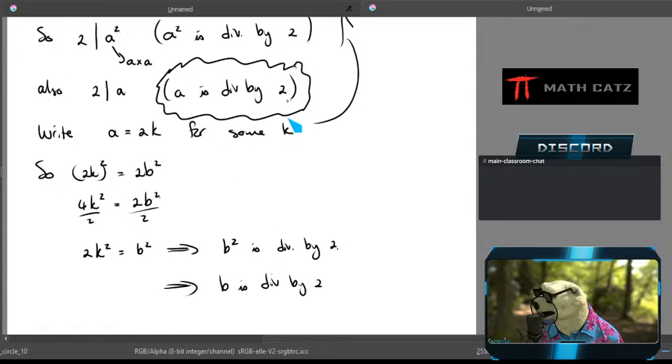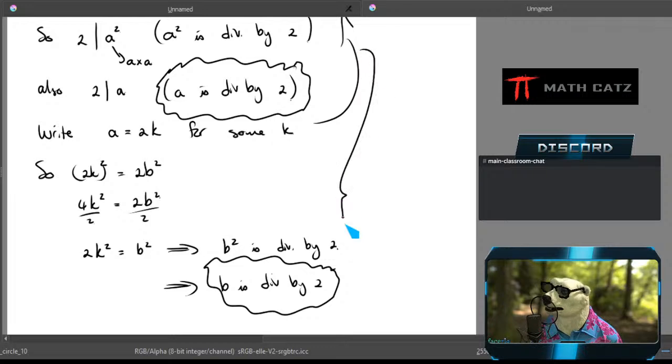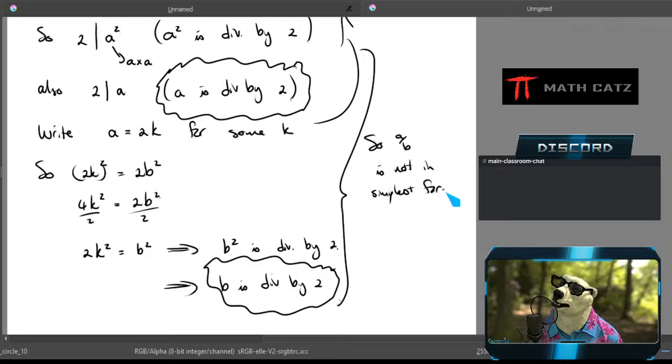We said that a is divisible by 2, and now b is also divisible by 2. I'll put it over here. That means the fraction a over b is not in simplest form, because I can cancel a 2 from both. Yet my original assumption was that it is.